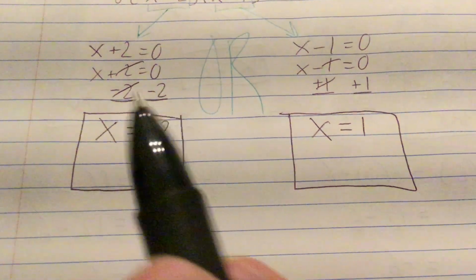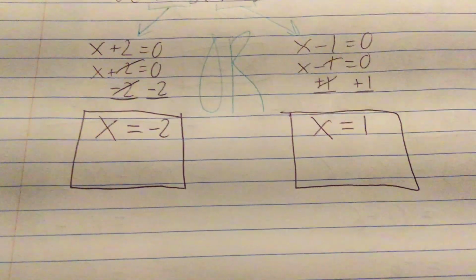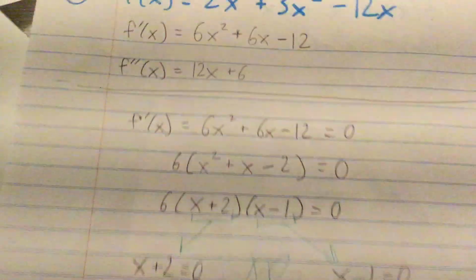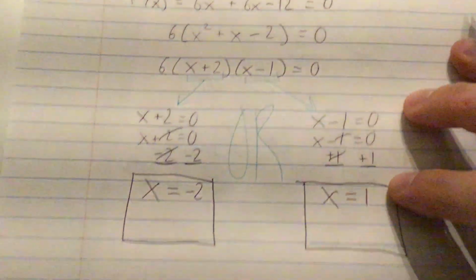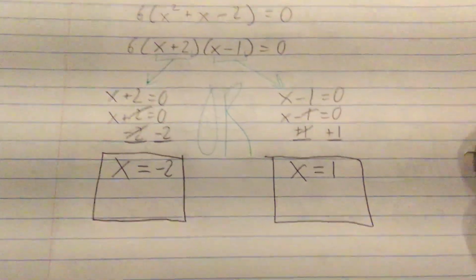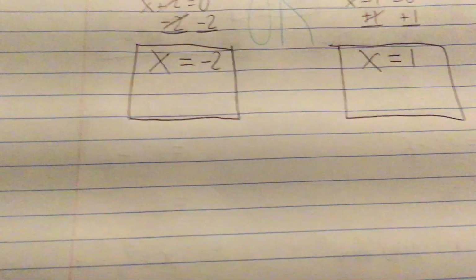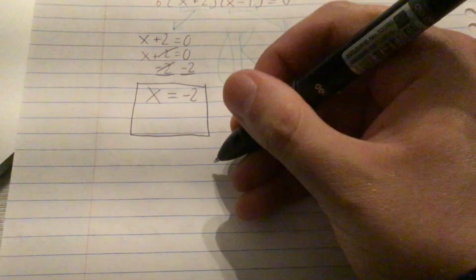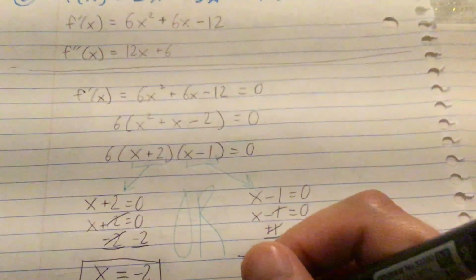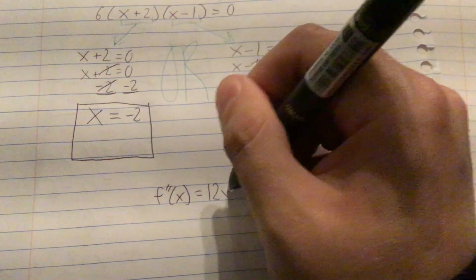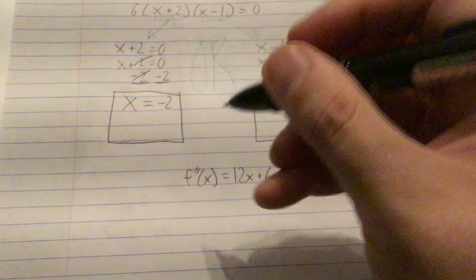Now that I figured out that x equals negative 2 and x equals 1 have horizontal tangent lines, let's figure out what their acceleration is at these particular x values to determine whether it's going up or it's going down. So then I do f double prime of x is equal to 12x plus 6. I'm going to plug in f double prime of negative 2.